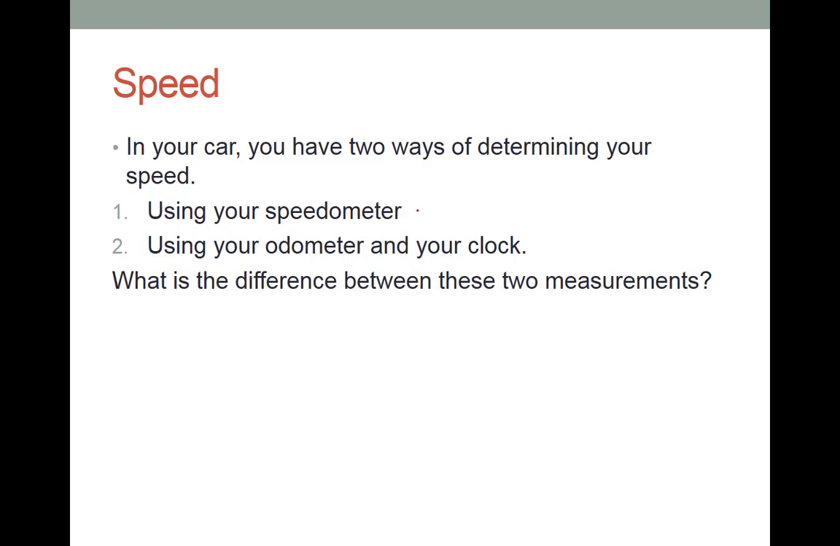What your speedometer is telling you is your instantaneous speed. I can spell instantaneous speed. It's telling you how fast your car is moving right this instant. Your odometer and your clock are going to give you your average speed. How fast did you go on average?